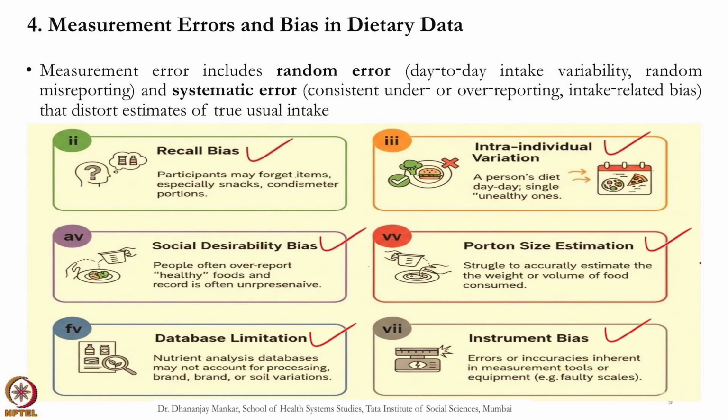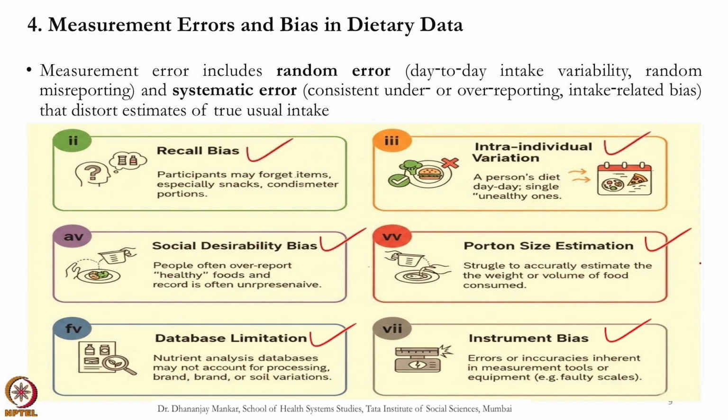Instrument bias: errors or inaccuracies inherent in measurement tools or equipment, which can lead to faulty results. And this all means that measurement errors, including random and systematic errors, need to be taken into account for the decisions made from the assessments done on a regular basis versus for an individual person dealing with the different issues that come with the dietary pattern.